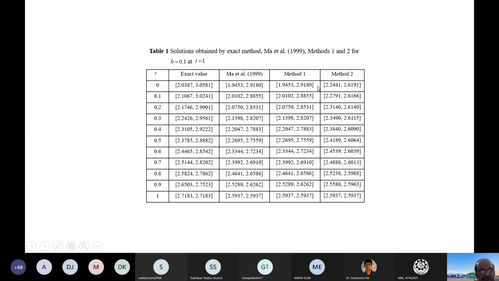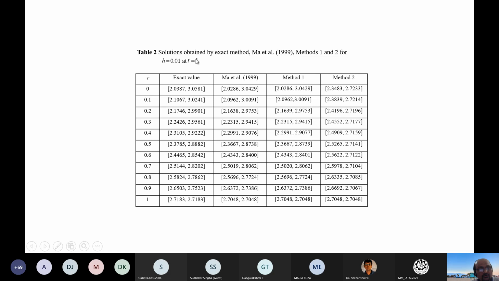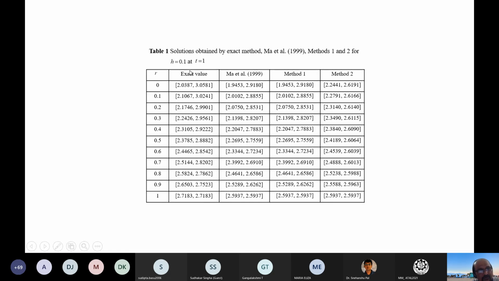OK, so more or less, those are near to those solutions. Remember, these are numerical solutions, so exact will be better than this anyway. Again, as we know, in Euler method, it depends on what value of H you take, the step size.